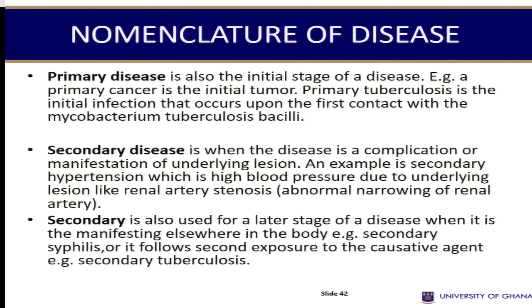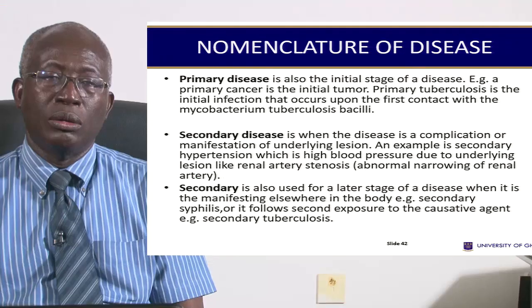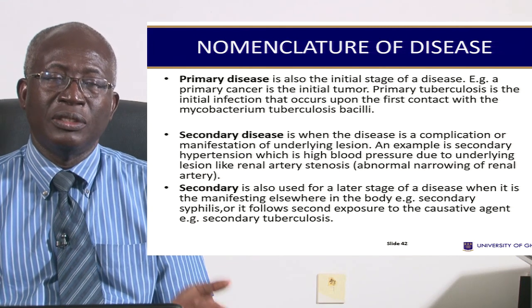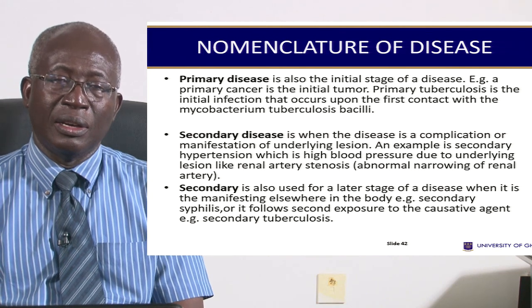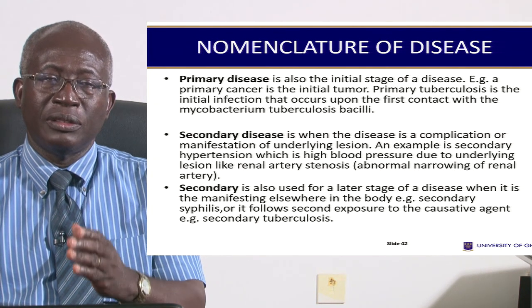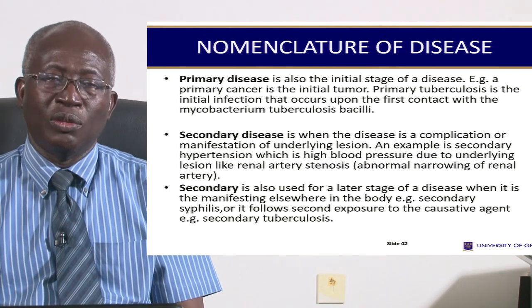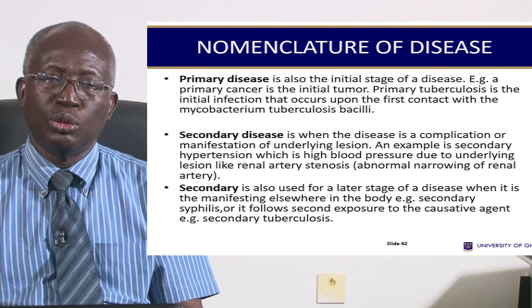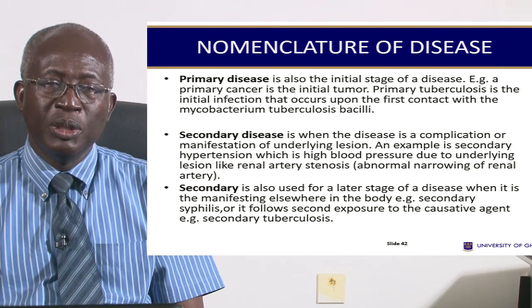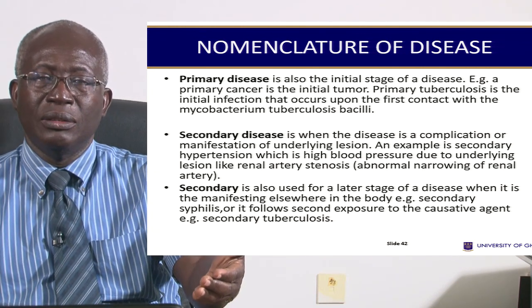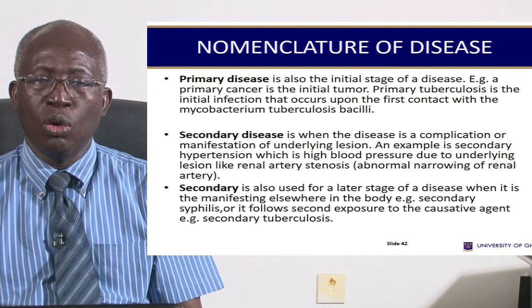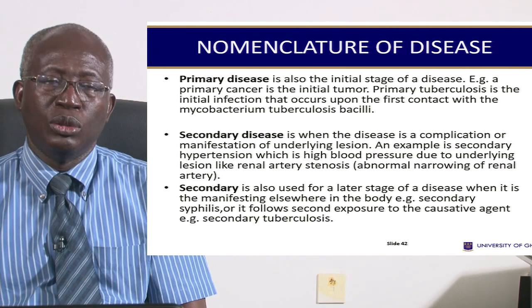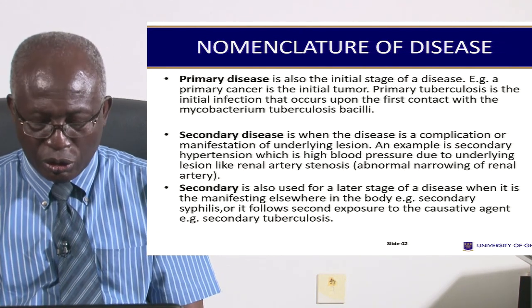Now, secondary is also used in another way. It's also used for a later stage of a disease when it is manifesting elsewhere in the body. For instance, secondary syphilis. Now, it presupposes that there is a primary syphilis. This usually occurs in the genital area, since this is a venereal disease. But secondary syphilis is the second stage of the disease, which manifests on the skin. The same thing can be used in tuberculosis, secondary tuberculosis. It means that this is either the second time the disease is occurring in the person, or the primary one has been resurrected. You call it secondary tuberculosis because this is a later stage of the disease.